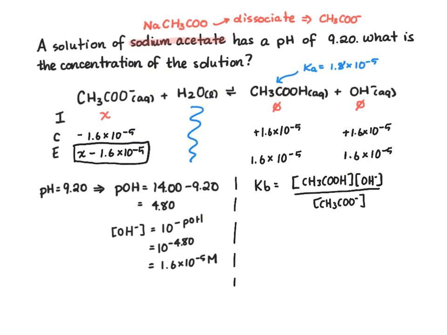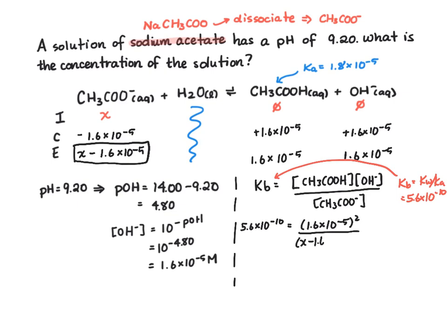We need to solve for Kb, and we're going to use the Ka value of its conjugate acid, so of acetic acid, so Kw over Ka, and we get 5.6 times 10 to the negative 10. So we can plug that number in. 5.6 times 10 to the negative 10 equals 1.6 times 10 to the negative 5 squared over x minus 1.6 times 10 to the negative 5.